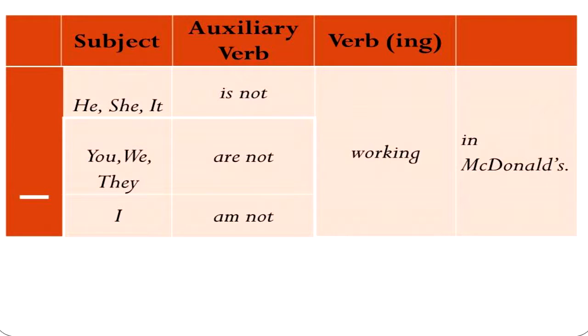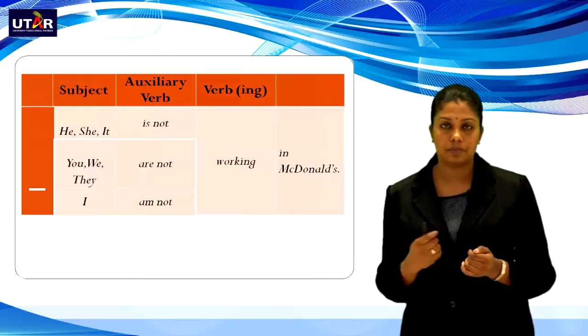Now, for plural subject, we have you, we, and they. So, we use are with not. And the present participle form of the main verb, work. So, you are not working in McDonald's. We are not working in McDonald's. Or they are not working in McDonald's. The final one is I. For I, we use it with the be verb am. So, it goes like I am not working in McDonald's.